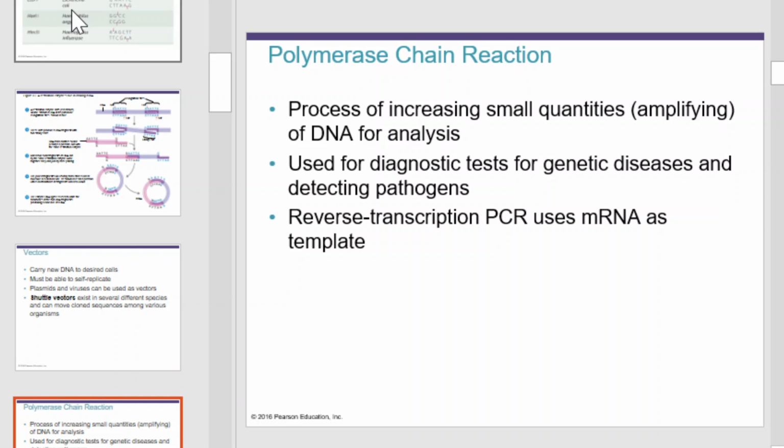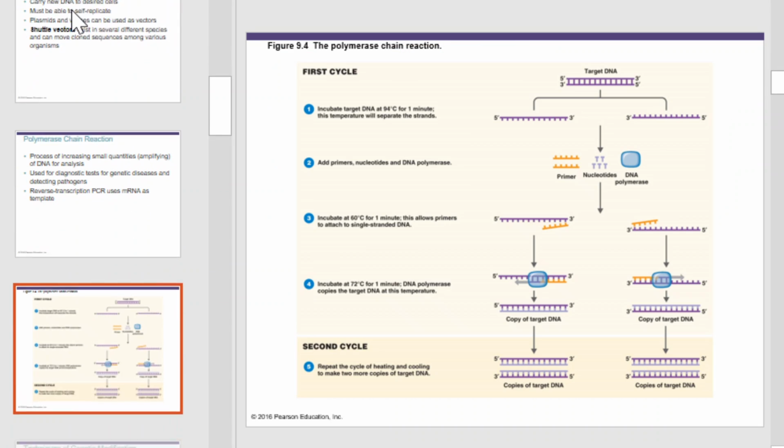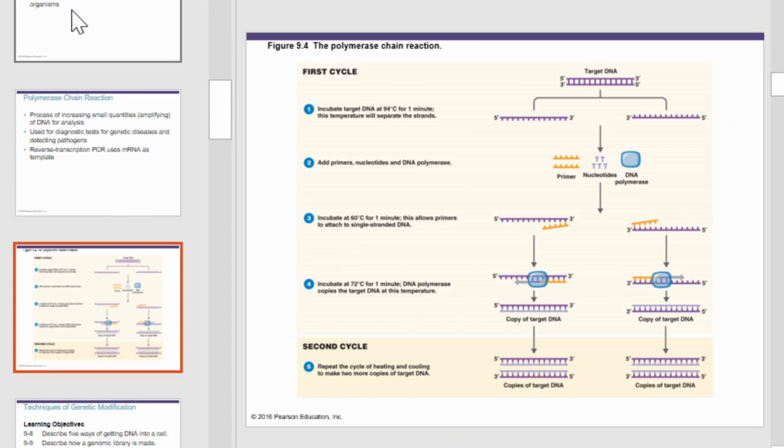PCR, also known as polymerase chain reaction. PCR is the process of increasing small quantities of DNA for analysis. It's used for diagnostic tests for genetic diseases and detecting pathogens. Reverse transcription PCR uses mRNA as a template. This is an illustration of the typical PCR reaction.